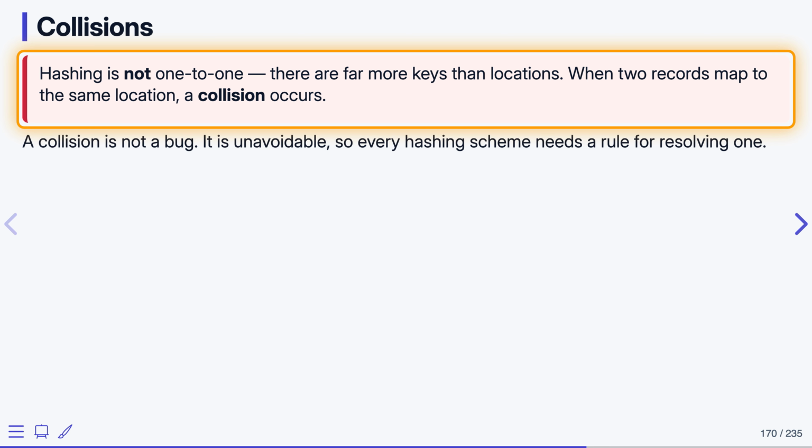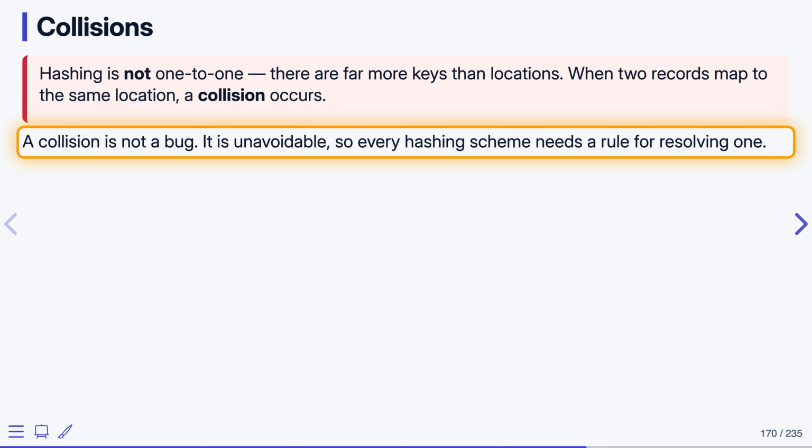That clash has a name. It is called a collision. Collisions are unavoidable. Hashing cannot be one-to-one because there are far more possible keys than there are locations. 9-digit social security numbers give a billion possible keys, and we only have 111 boxes. So many keys must share. So a collision is not a bug in your program. It is a fact of life, and every hashing scheme needs a rule for handling one.